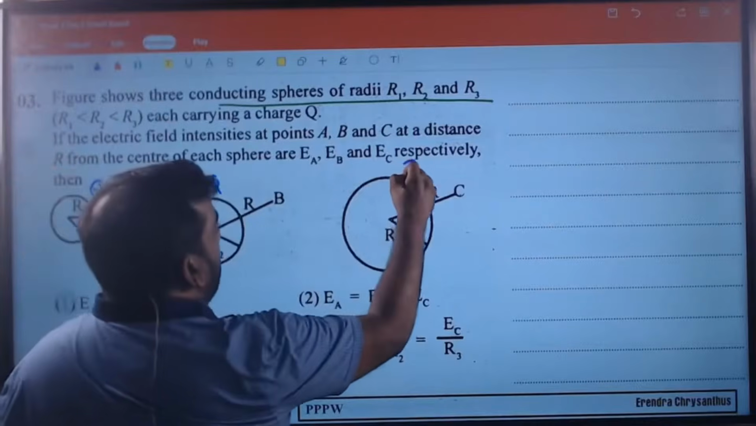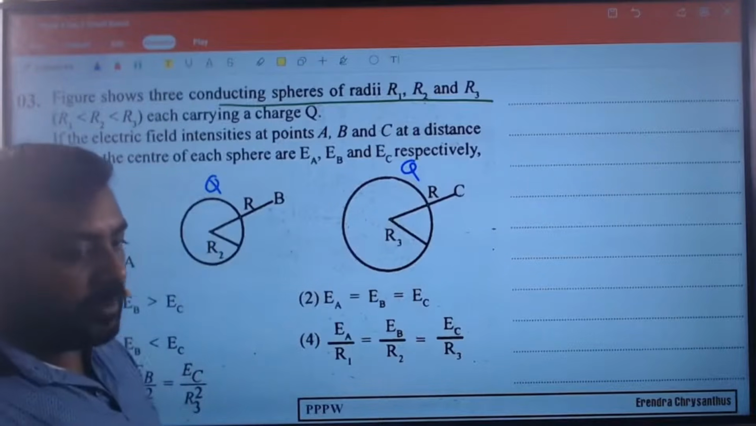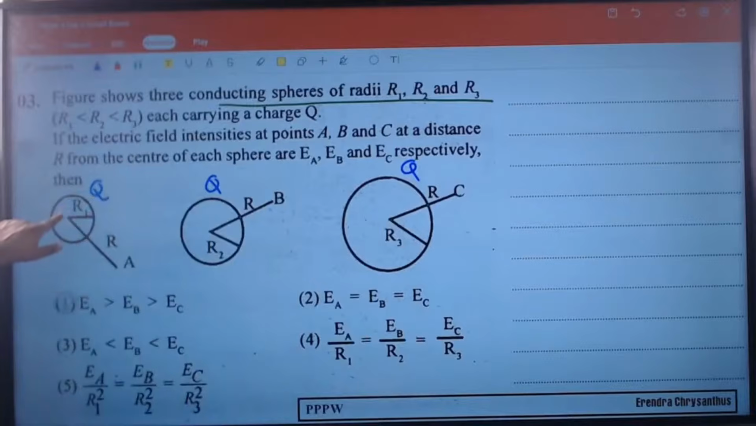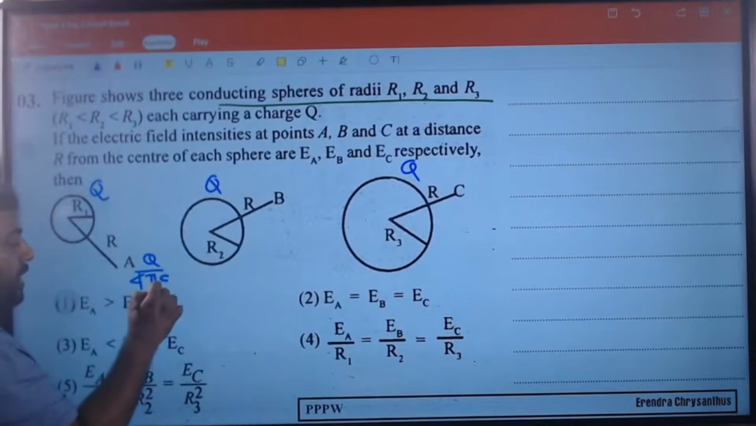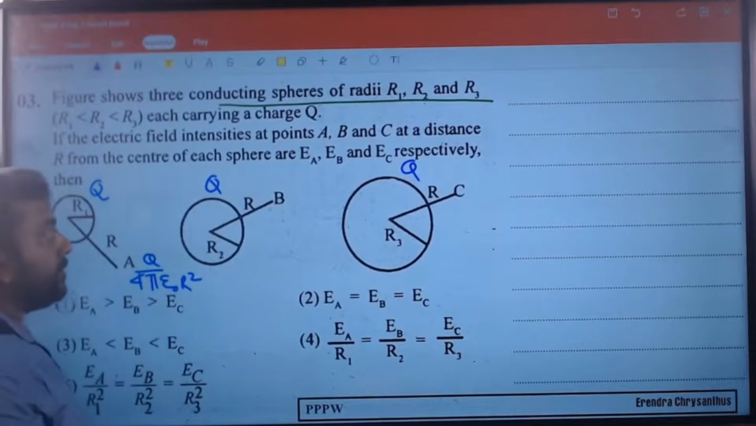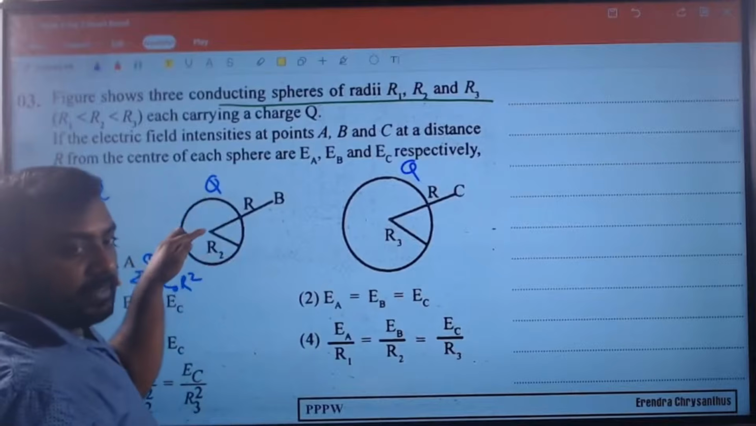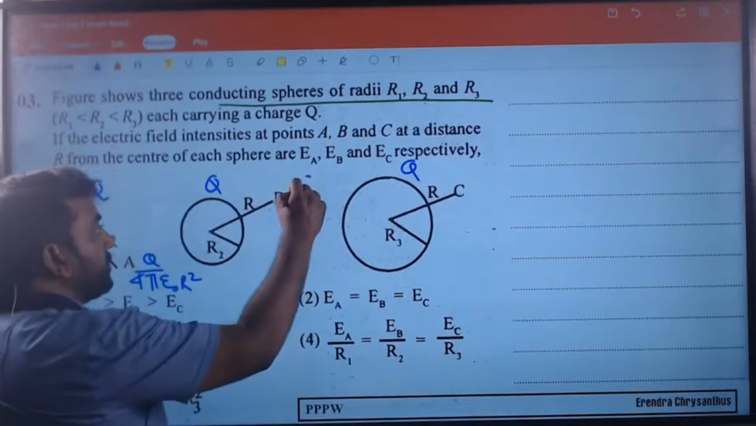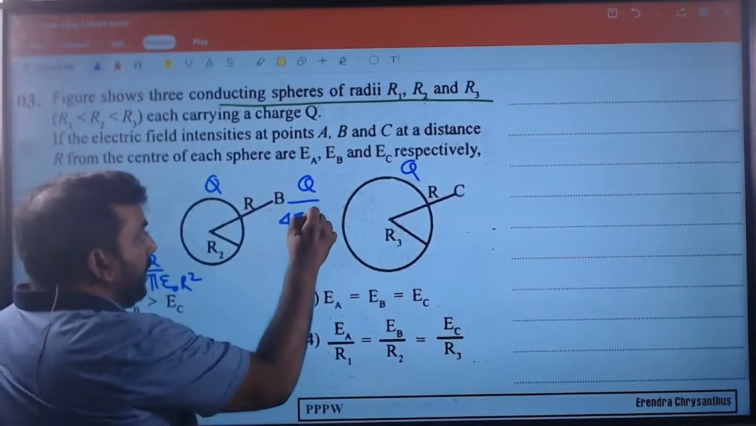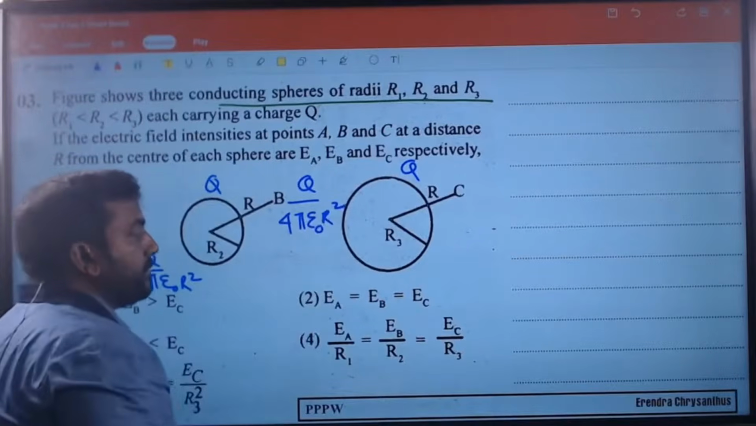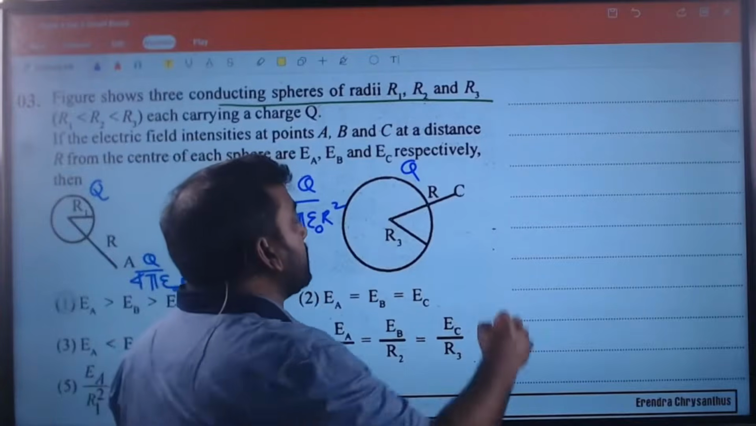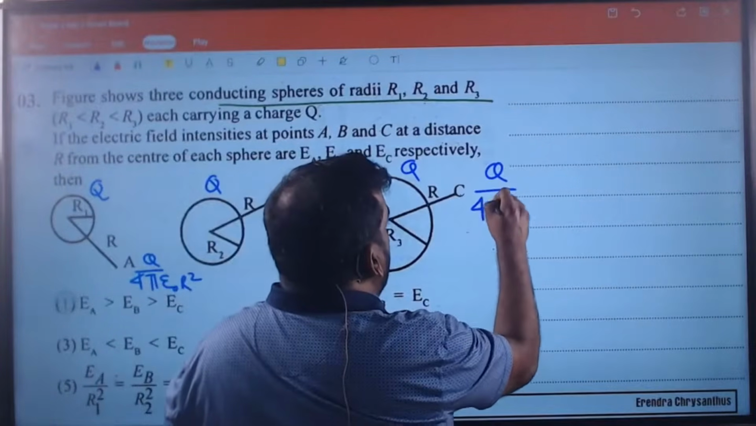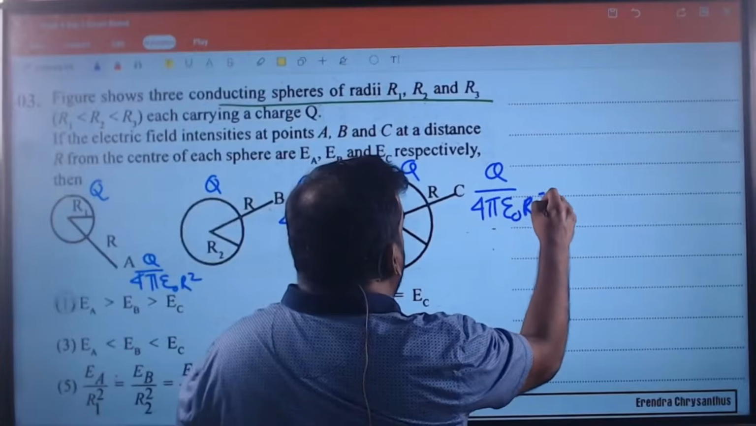Now each of them has a charge q, right? From your basic special note, what can you do? Take all the charges and keep them at the center like a point charge, fine. So like a point charge, the field is q divided by 4 pi epsilon naught r squared.